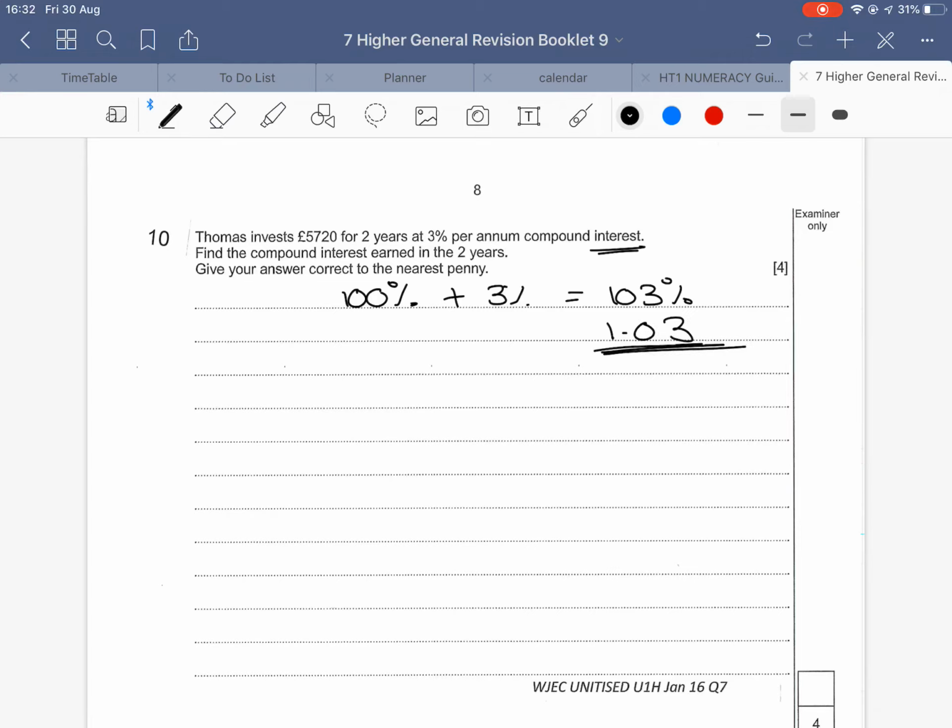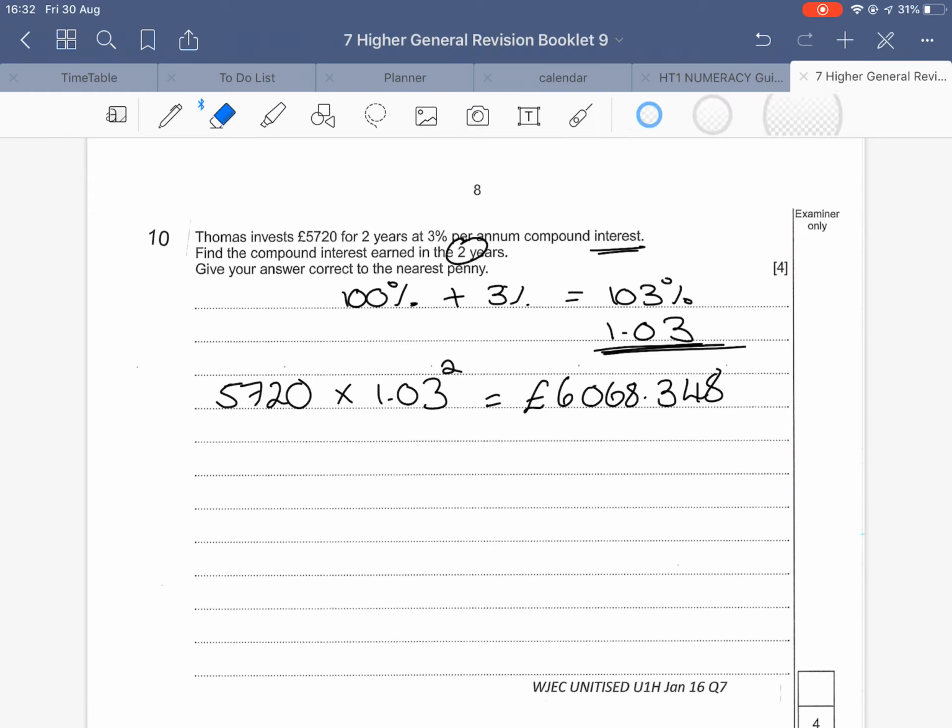So our multiplier now. So we've got 5,720 times our multiplier to the power of how many years? 2. So we do it to the power of 2, which is 6068.348. We should do that to the nearest penny, really, shouldn't we? My bad.